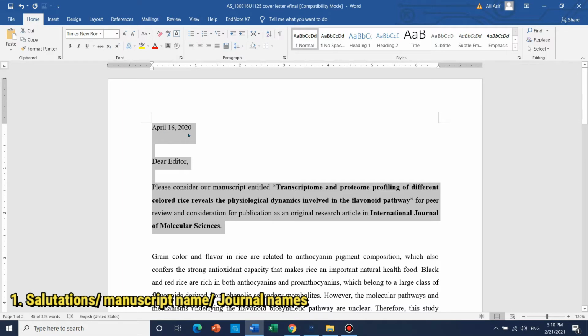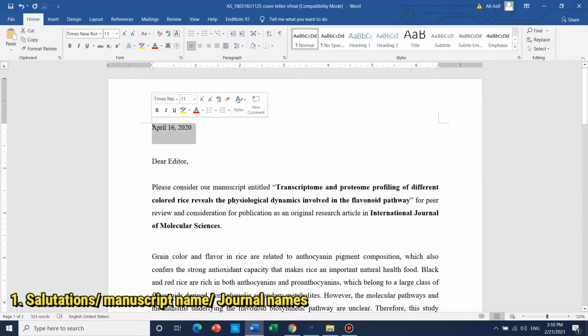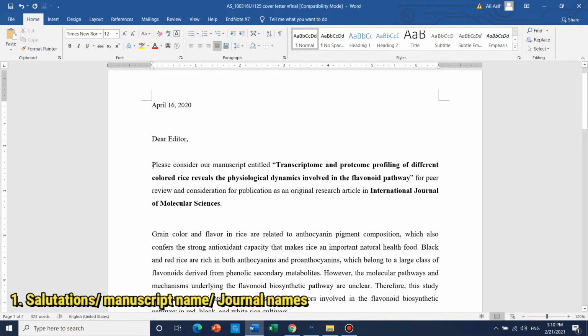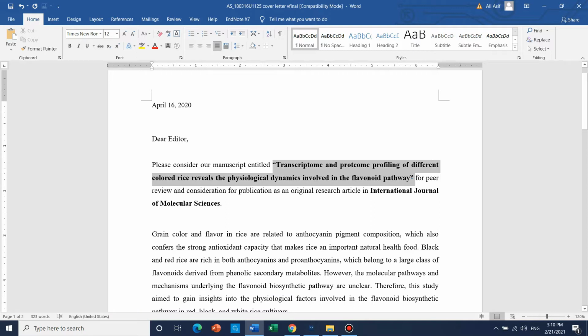In the salutation, first we need to write the date, then we write "Dear Editor." We should start like that. Then: "Please consider our manuscript entitled," and within inverted commas, we write the title of our article or manuscript which we are going to publish.